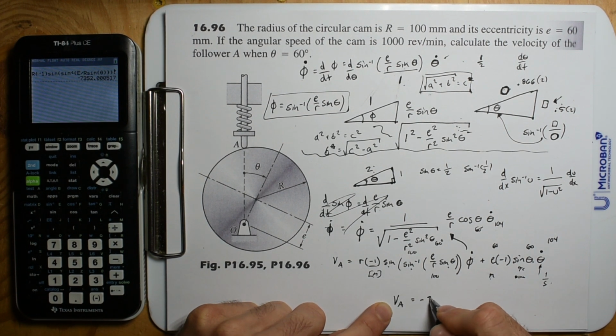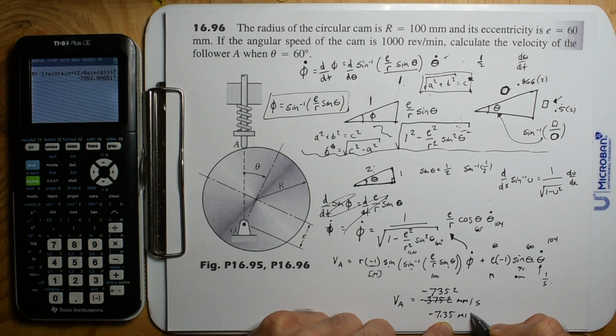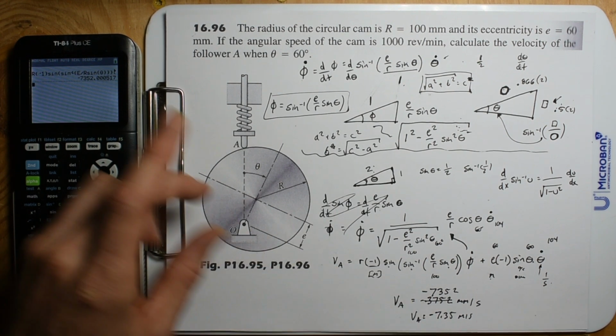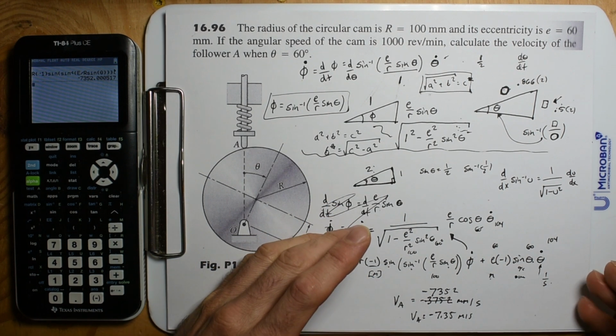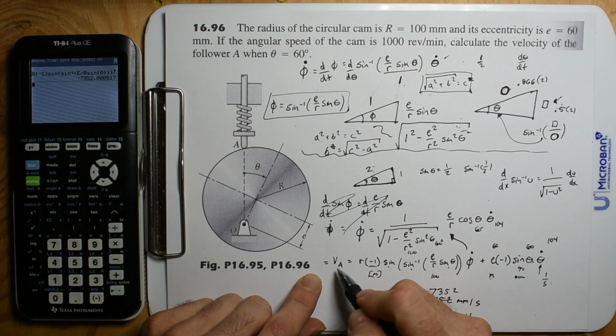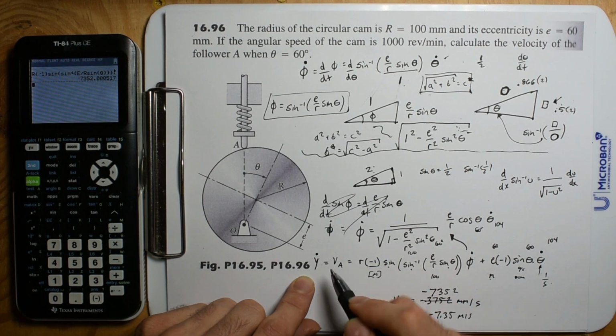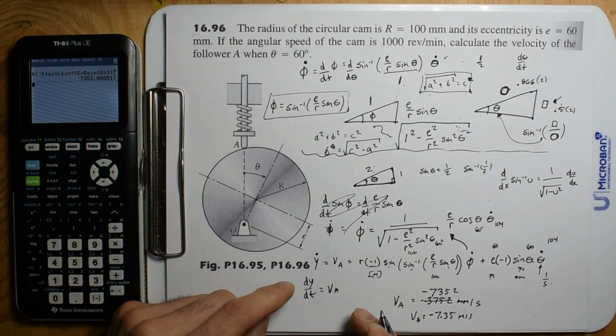And we get the answer. VA is negative 7352 millimeters per second, I'm sorry, I'm just writing this horribly, or 7.35 meters per second. That's the velocity of that follower. And so this is the brutal beast. We just came up with an equation for this, which was y dot, dy dt, also the velocity of A.